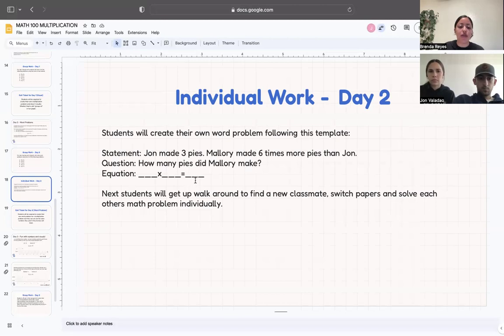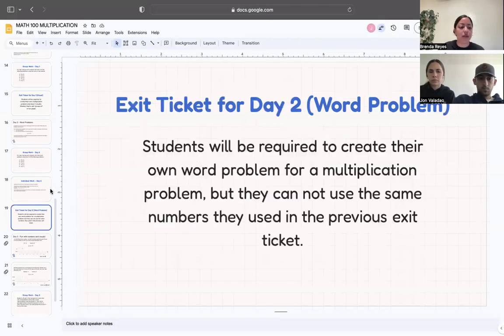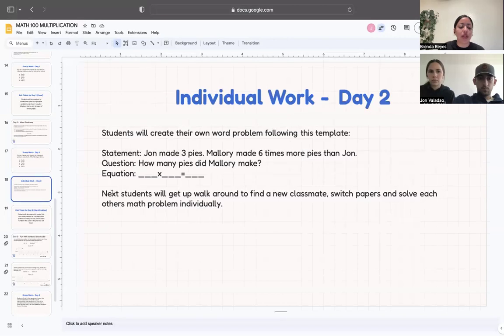But the collaboration part on this slide is next: students will get up and walk around to find a new classmate. They're going to switch papers and solve each other's problems individually. And then once they figure it out, they're going to switch back to make sure that their partner did it correctly.